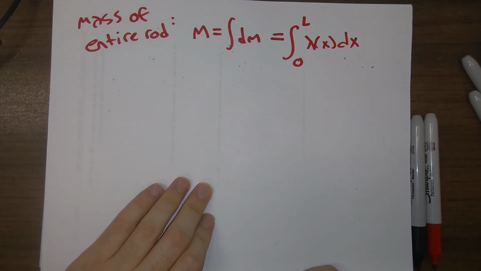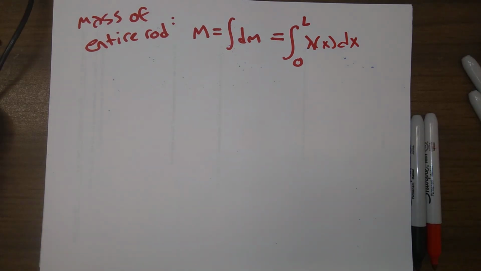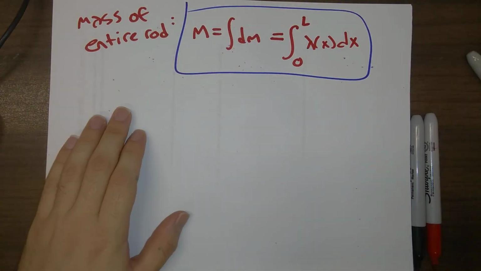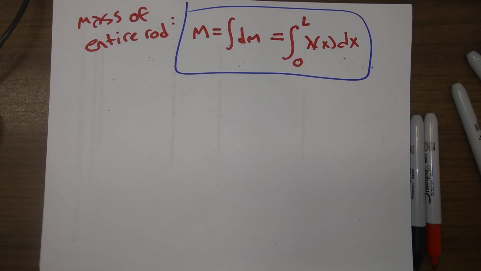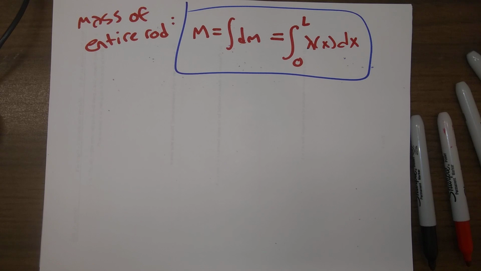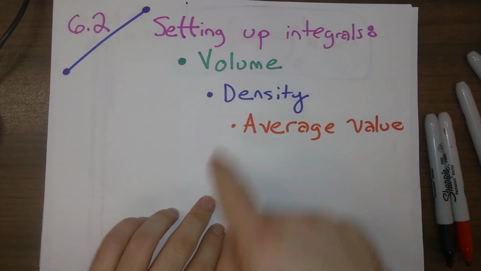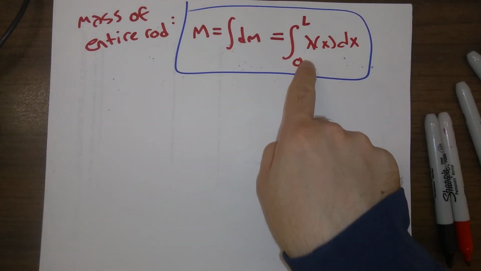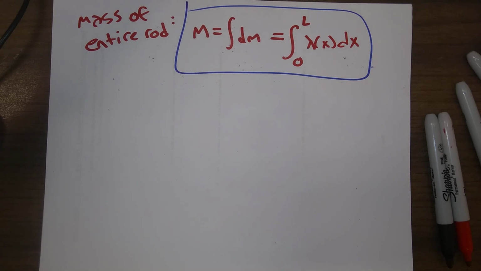So what does this tell us? It tells us that if we're given some density of a rod, in order to find the overall mass of the rod, all we have to do is integrate our density from where x runs from 0 to L. Once again, just to remind us, we're in the section about setting up integrals. So here's our integral to work with density to find the overall mass of a rod.